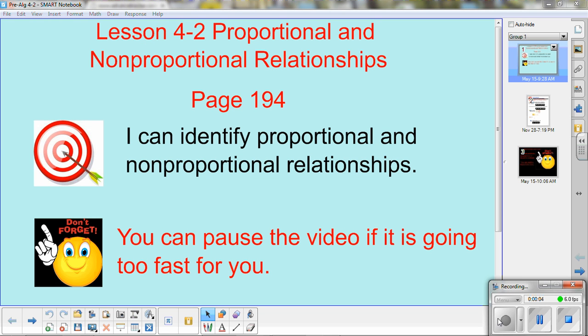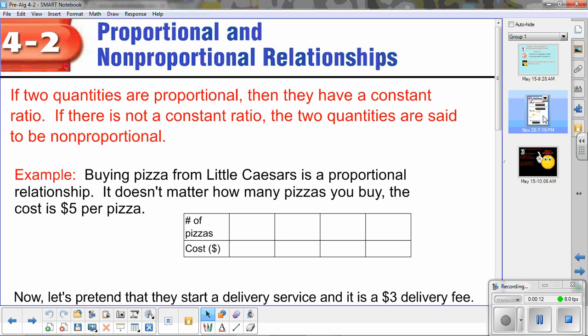In Lesson 4.2, Proportional and Non-Proportional Relationships, you will be identifying proportional and non-proportional relationships. If two quantities are proportional, then they have a constant ratio. If there is not a constant ratio, the two quantities are said to be non-proportional. For example, buying pizza from Little Caesars is a proportional relationship. It doesn't matter how many pizzas you buy, the cost is $5 per pizza.